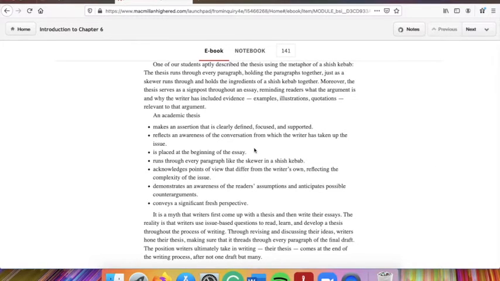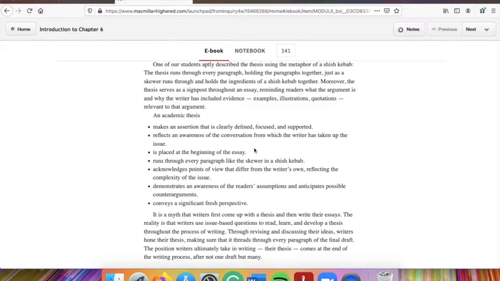Yeah, your thesis runs through the paragraph like a skewer in a shish kebab. I like that. Or it's a thread that binds the whole paper together. You can think of it like that. Your thesis should acknowledge the points of view that differ from the writer's own, reflecting the complexity of the issue. It should demonstrate an awareness of readers' assumptions and anticipate possible counter arguments.